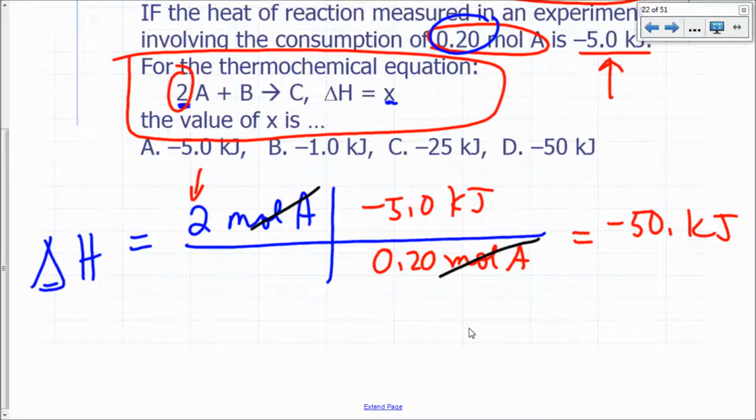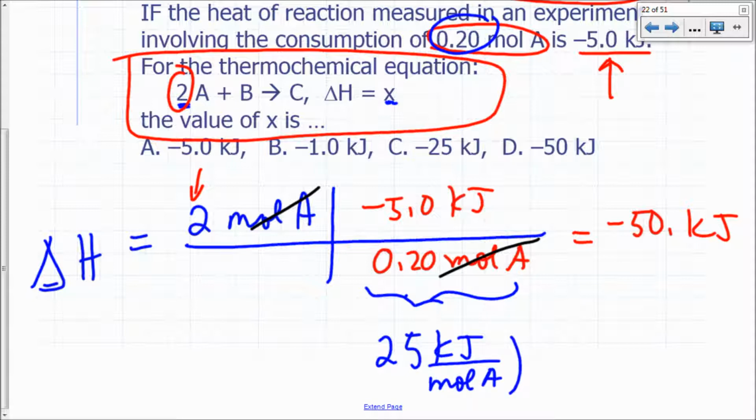Here's another way of looking at it. What is negative 5 over 0.2? That's negative 25 kilojoules per mole of A. It's like saying for every mole of A, it's going to involve negative 25 kilojoules. So this is for every mole. If I multiply that by the number of moles in my balanced equation, that will give me the number that I have to attach to my balanced equation.